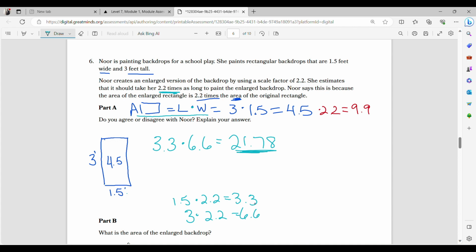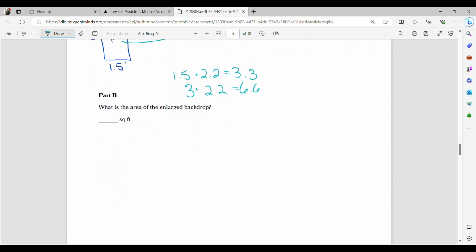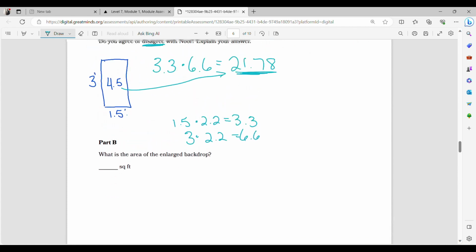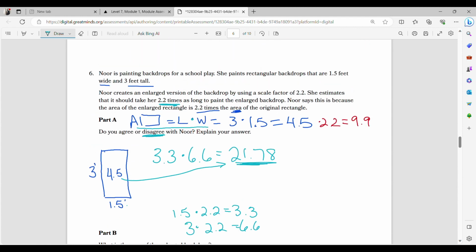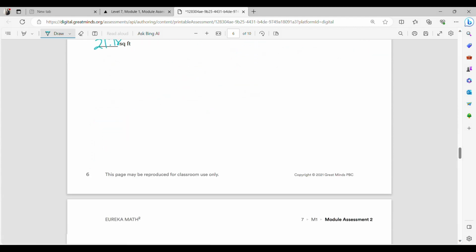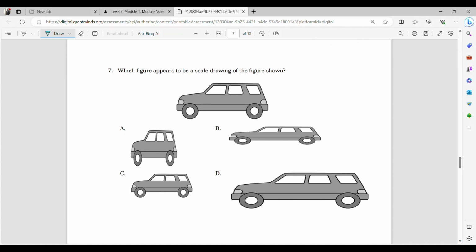So do I agree or disagree? I disagree. This is exponentially larger than 4.5. It wouldn't go up by just 2.2. That doesn't match. So what is the area of the enlarged backdrop? It is 21.78 square feet. Got it? Let's go. We're almost done.